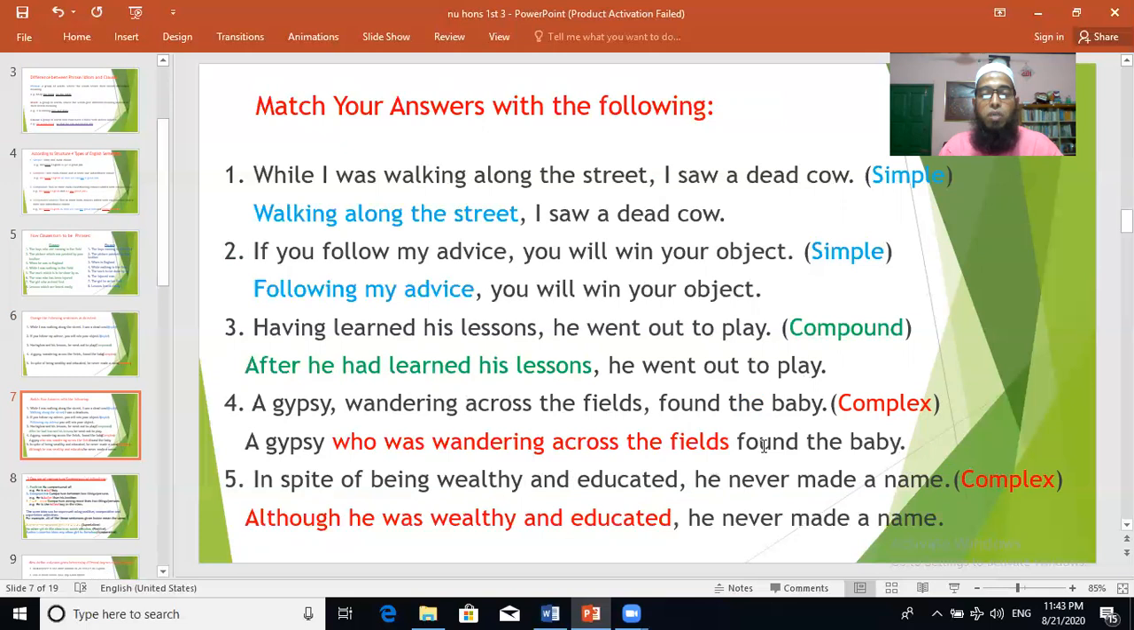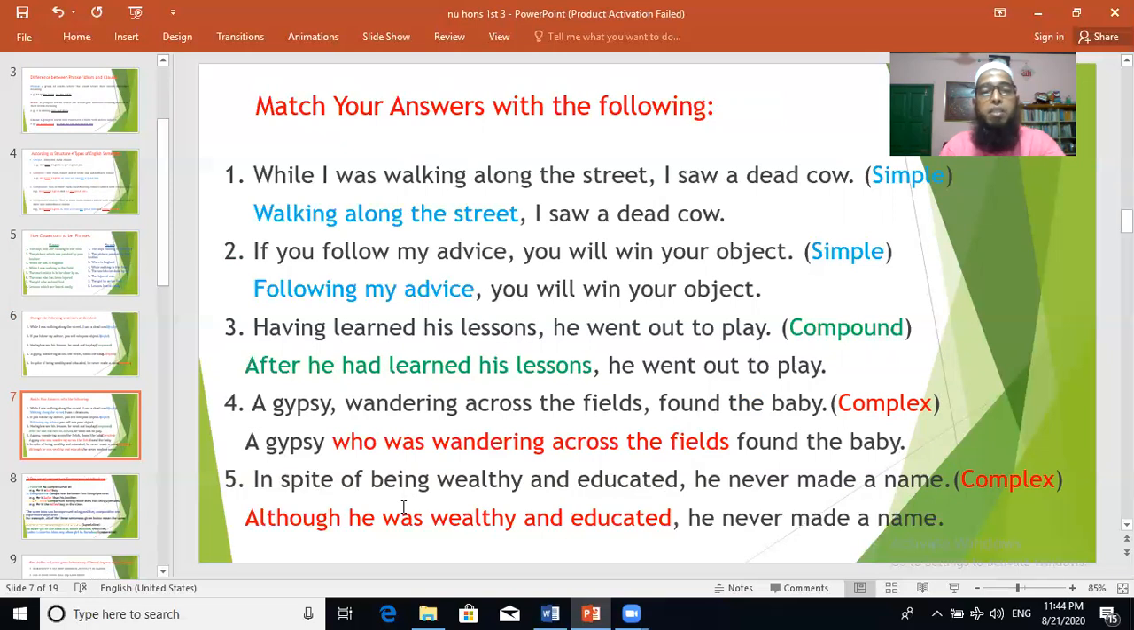A gypsy found the baby. You see, that is the main clause. A gypsy found the baby. That subordinate clause is who was wandering across the fields. In spite of being wealthy and educated, it was a phrase. We have to make it a clause to make it complex, a subordinate clause. Although he was wealthy and educated, he never made a name.